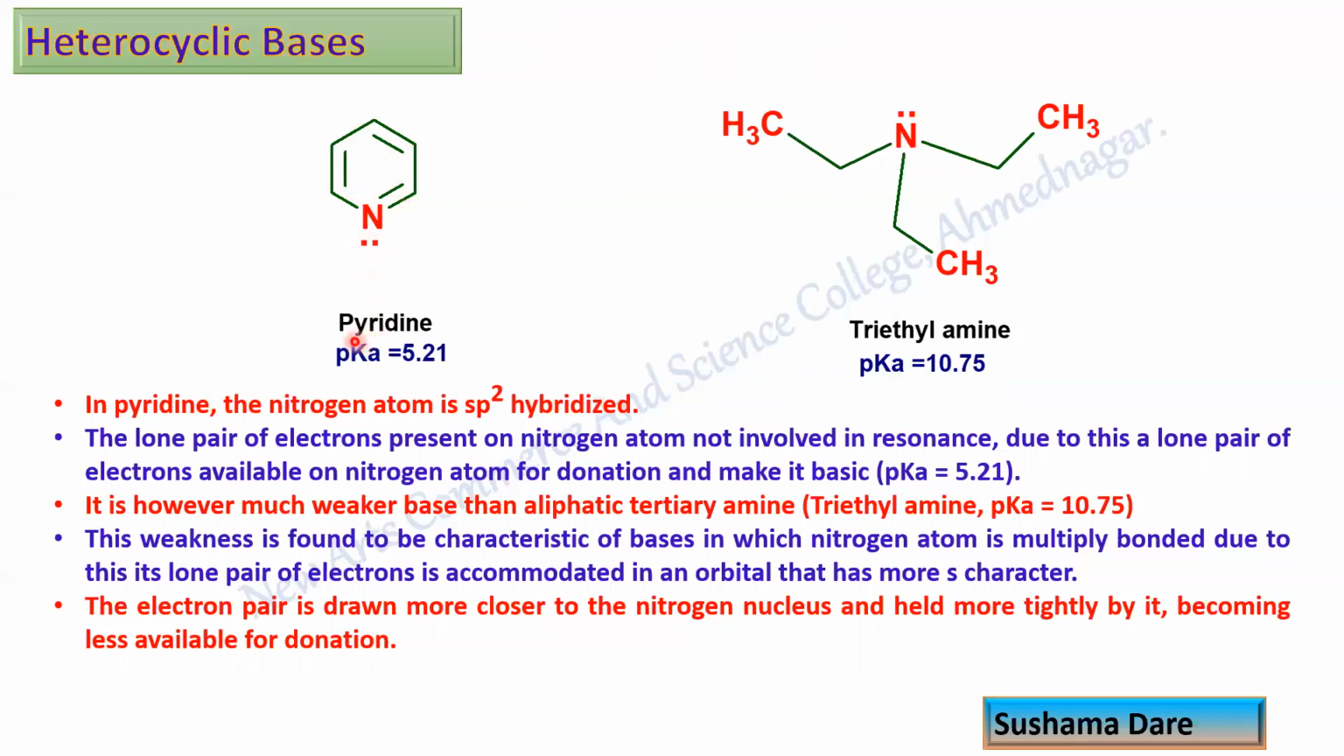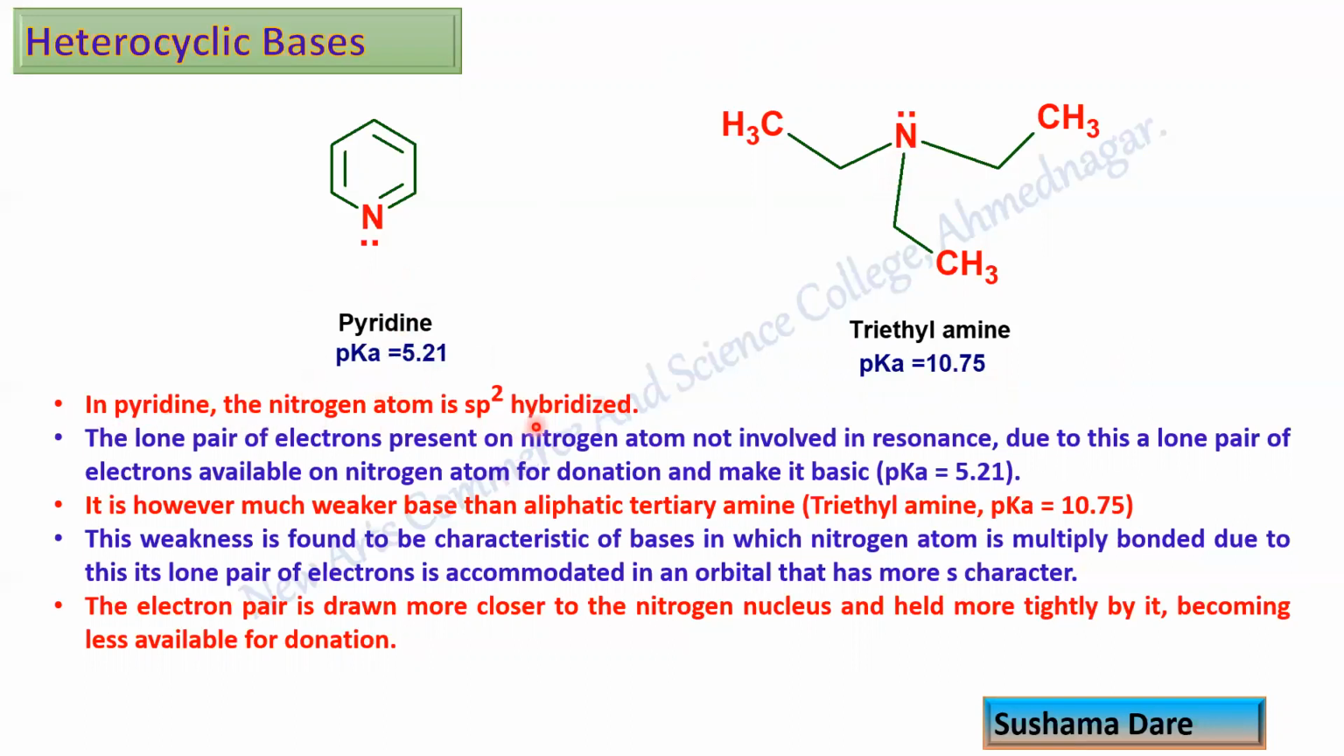So this is an example of pyridine, where the pKa value is 5.21. This one is the aliphatic amine, triethylamine, where the pKa value is 10.75. So you can see the drastic difference here, 5.21 and 10.75. That is, triethylamine is more basic as compared to pyridine. So what is the reason behind it?